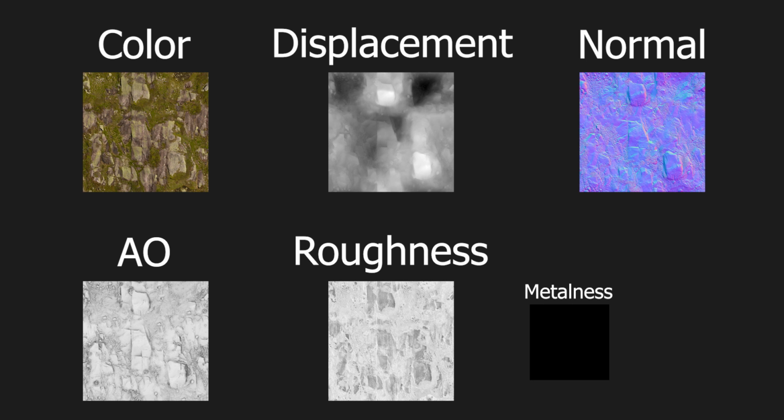Later on in this video we will also discuss the alpha texture, which is not included in the asset because it isn't needed, but we will add it ourselves and tweak it for demoing purposes. At the end of this video you will understand the meaning of each of those textures.